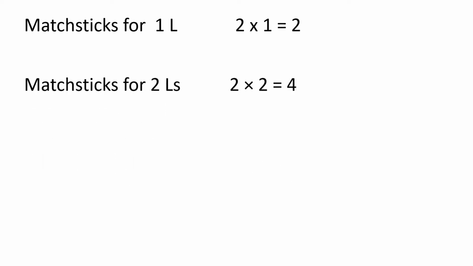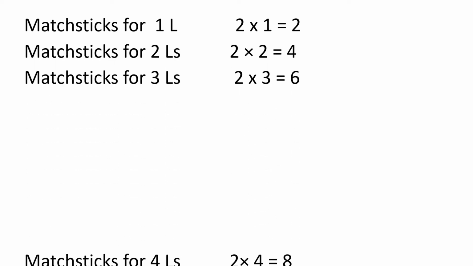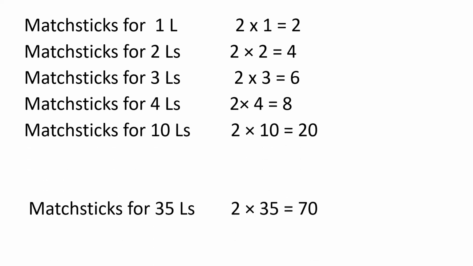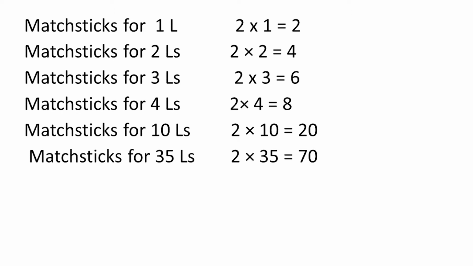4, isn't it? If we write this down properly, we will get a pattern. So matchsticks for 1 L is equal to 2 into 1, which is 2. Matchsticks for 2 L's is equal to 2 into 2, that makes 4. Matchsticks for 3 L's, 2 into 3 is equal to 6. By this time, you must have understood that we are multiplying the number 2 with the number of L's that we have to make. So, how many matchsticks will I require to make 4 L's?